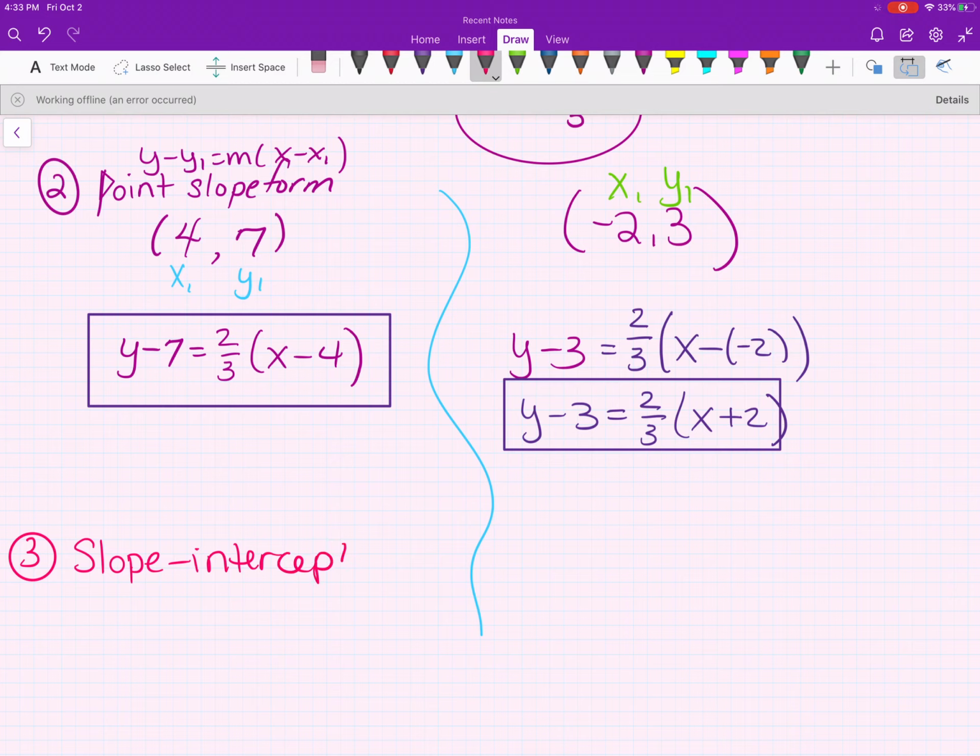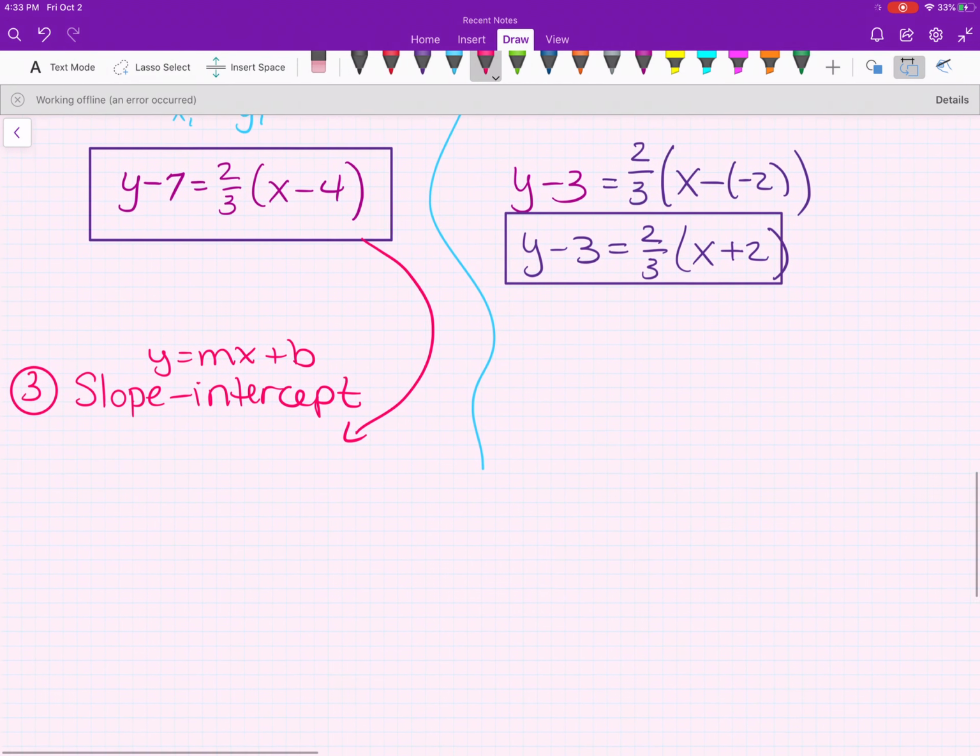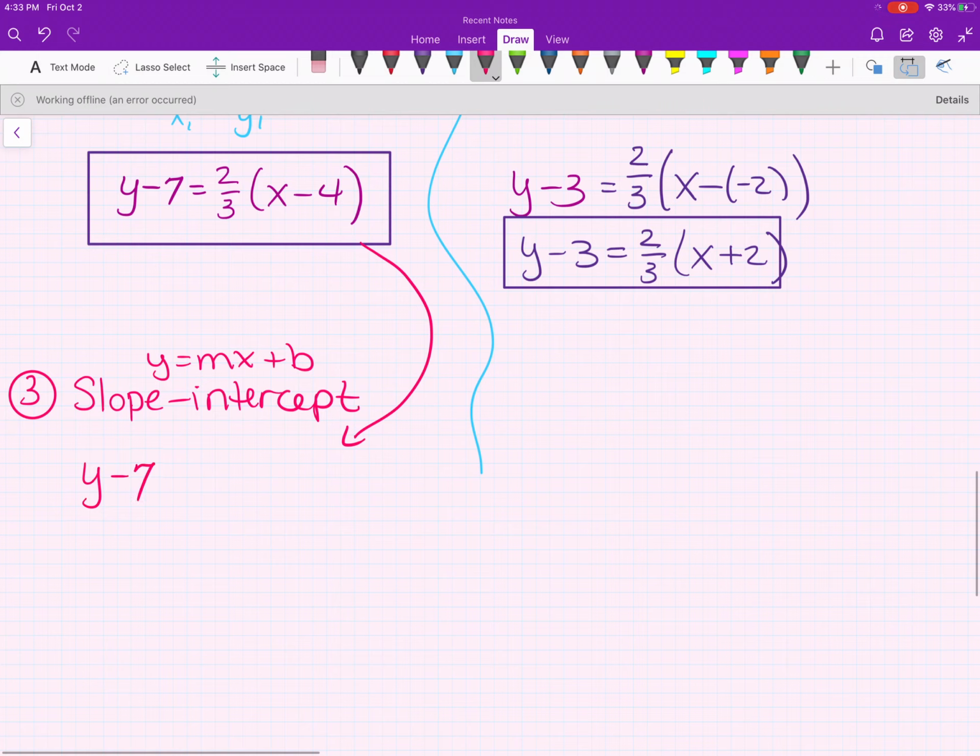And remember, slope-intercept form is y equals mx plus b. So I'm going to take this one first, and I'm going to start converting it. So y minus 7 equals 2/3 (x minus 4). Ooh, I don't like that fraction in there, but I'm going to take care of it. Don't worry.